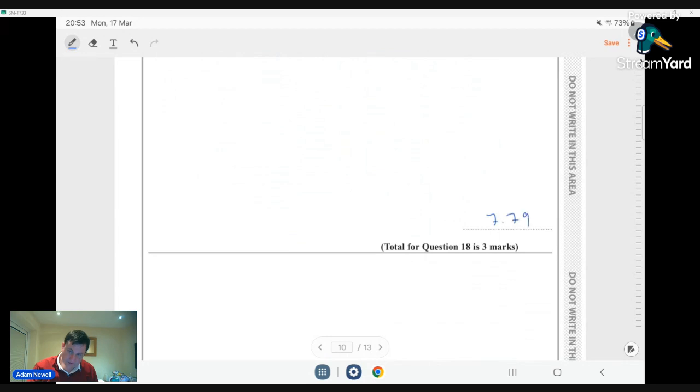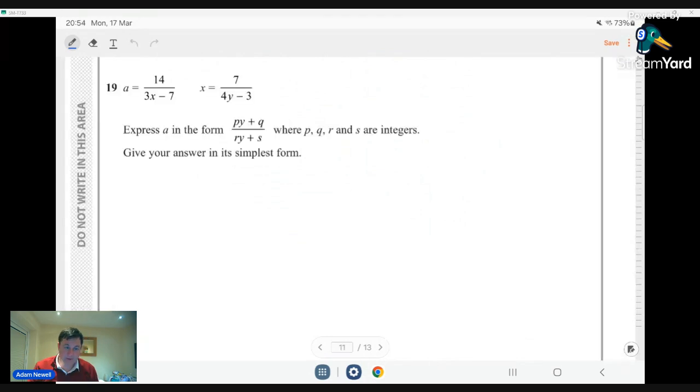Question 19 then. I've got a is equal to 14 over 3x minus 7 and x equal to 7 over 4y take away 3. And I need to express a in terms of y. So the first thing I'm going to do is a is equal to 14 over 3 lots of x. Now x is equal to 7 over 4y take away 3.